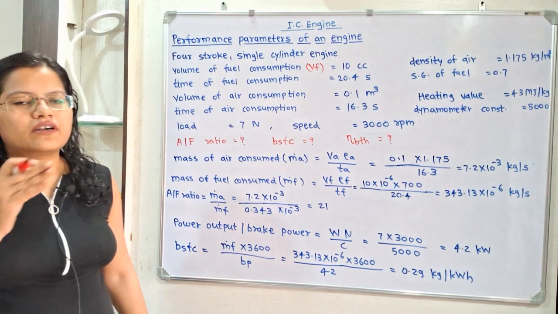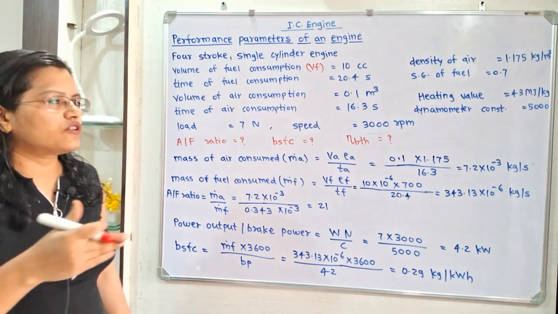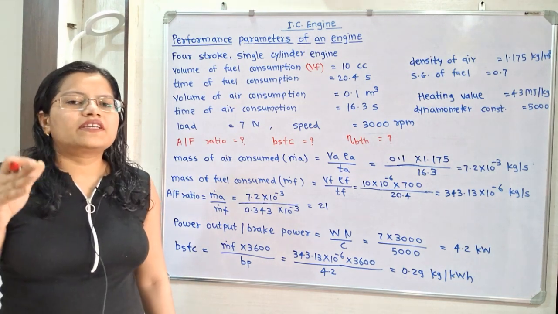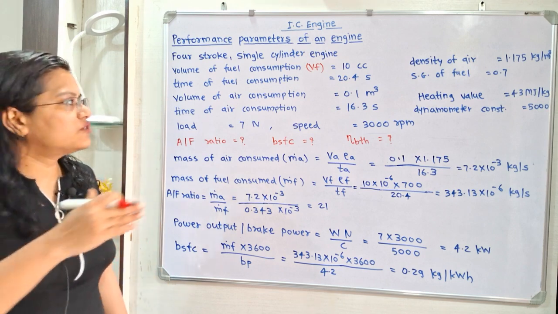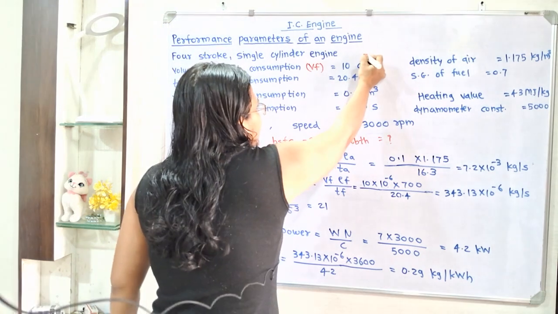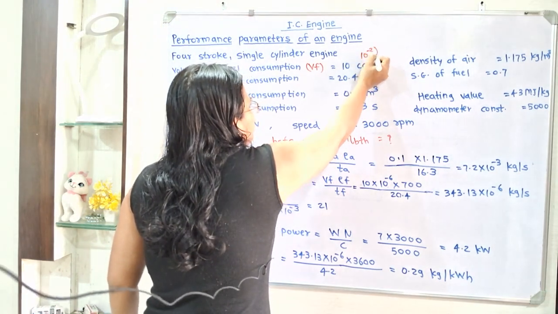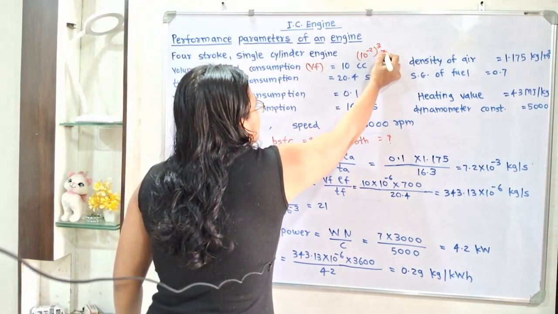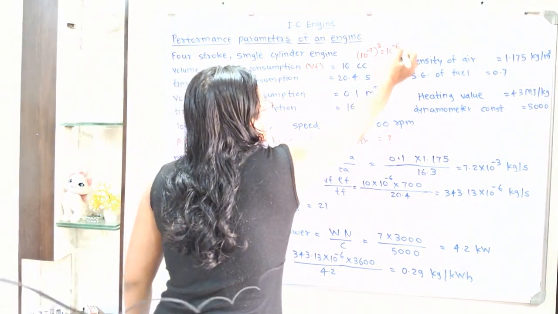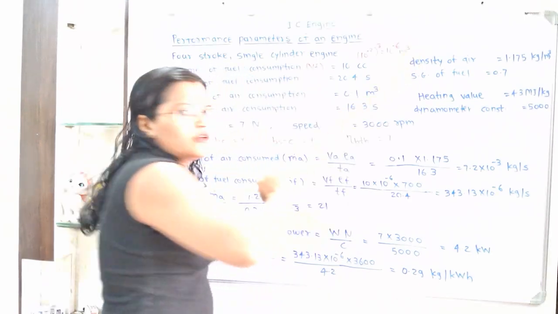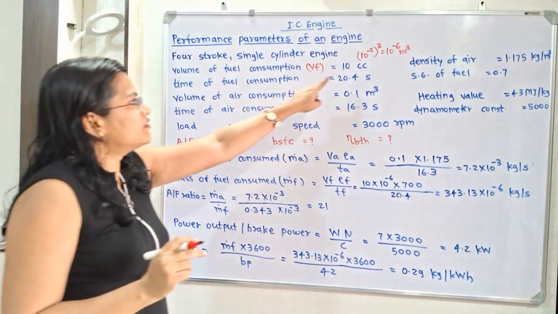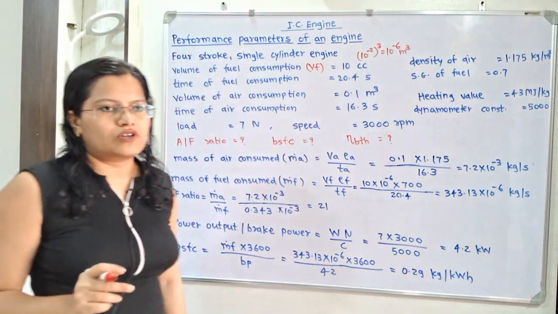Now how to convert centimeter cube into meter cube? 1 centimeter is equal to 10 raised to minus 2 meter. So here it is cube, so (10 raised to minus 2) whole cube, and that is equal to 10 raised to minus 6 meter cube. So this is the standard unit we have to use in the calculation.